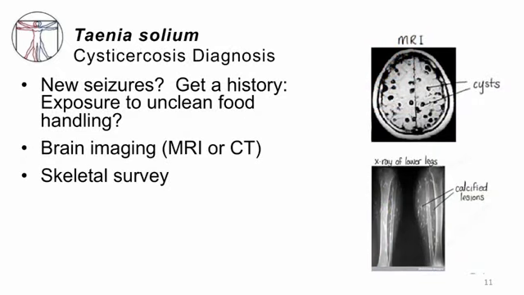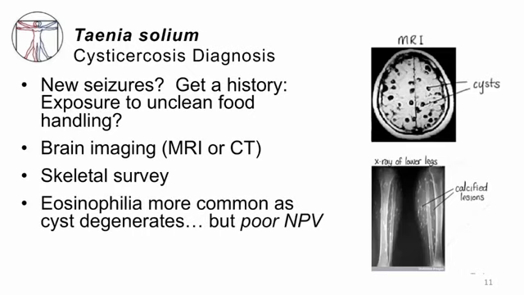The history is, have you recently had the new onset of seizures? If so, has there been exposure to unclean food handling? Has there been someone preparing your food who comes from a highly endemic area? Regardless, you're going to image the patient's brain, and magnetic resonance imaging is probably the best way to go. Sometimes the cysts will show up right with a CT scan as well. We can also do a skeletal survey looking for calcified cystic lesions in the belly of the muscles of this patient as well. These patients are more likely to have a high eosinophil count.